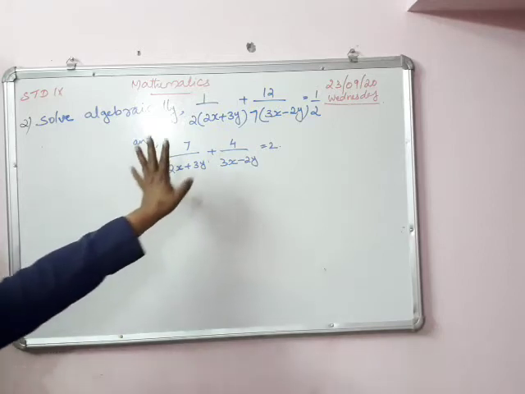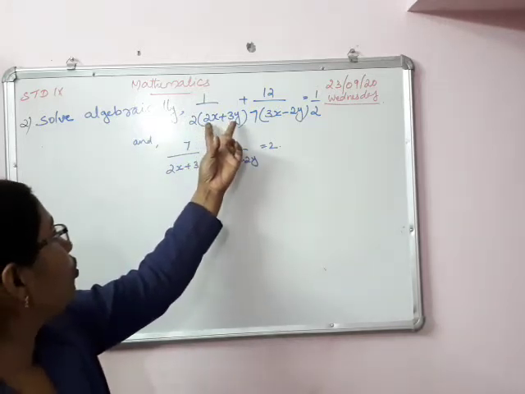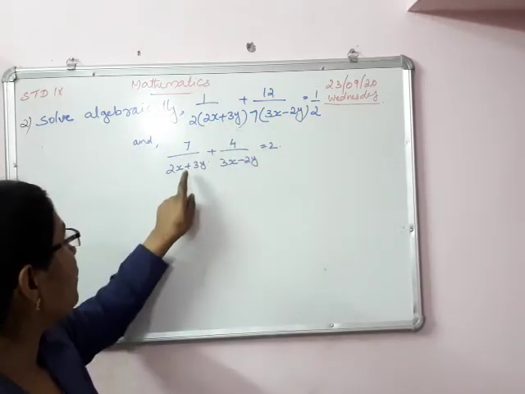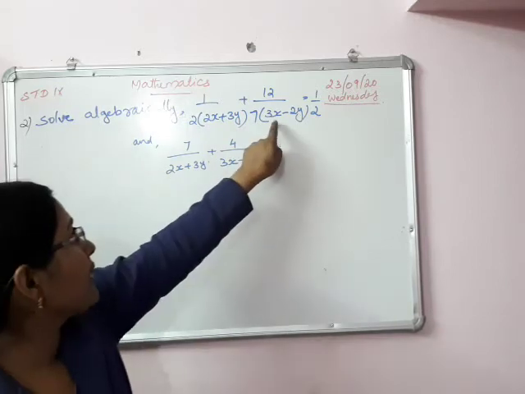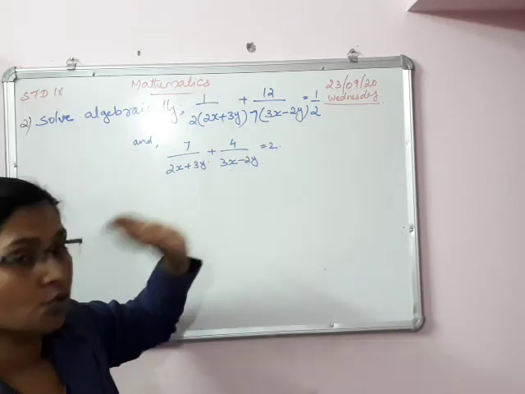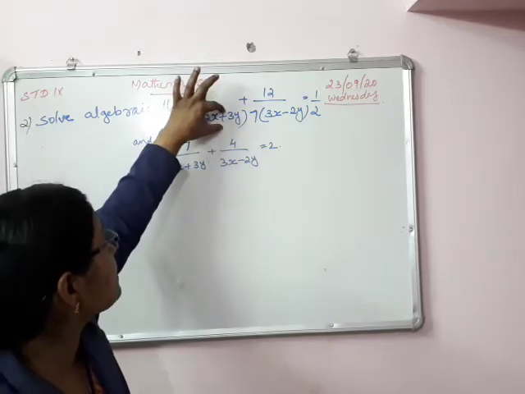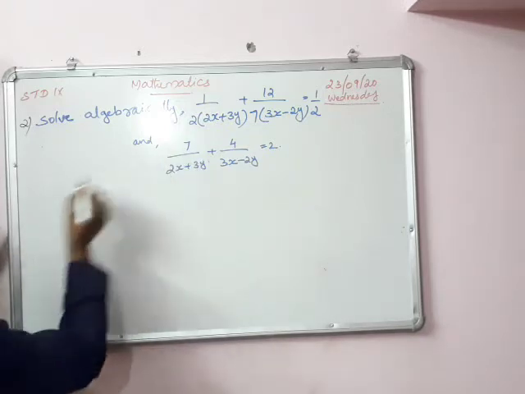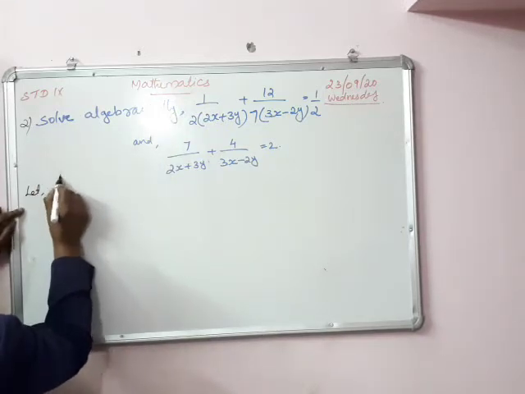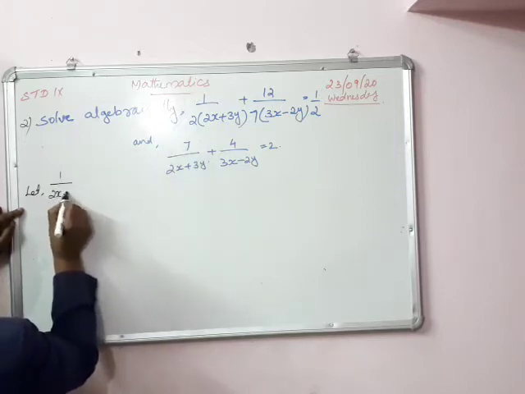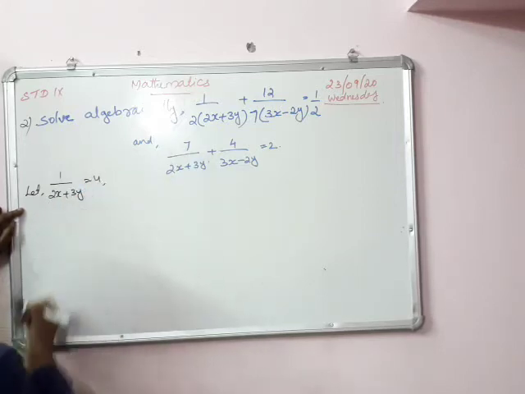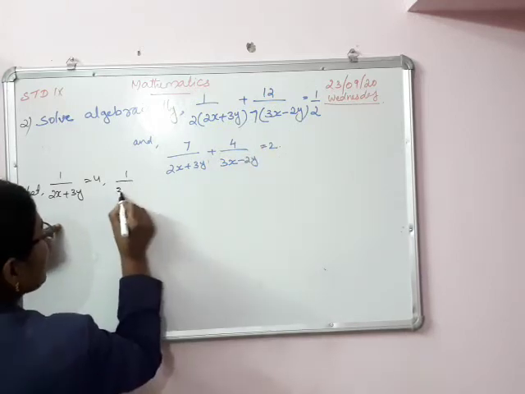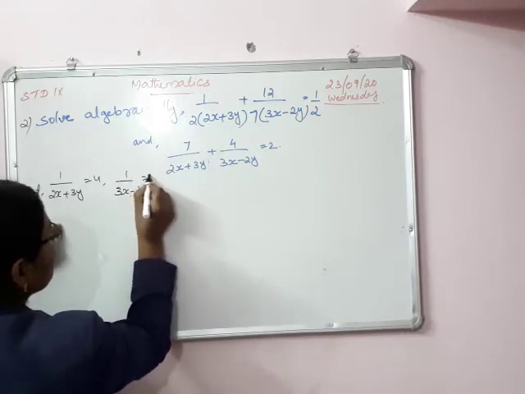Here you see, it is one of the complicated type questions. Two terms are here, and here also two terms. Here you see 2x plus 3y, and here also 2x plus 3y is there. 3x minus 2y is also 3x minus 2y. So we will give a substitution for these terms only. As in our previous question, let 1 by 2x plus 3y be u, and 1 by 3x minus 2y be equal to v.